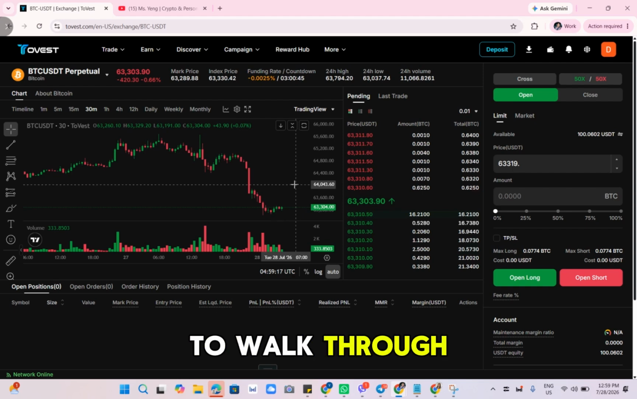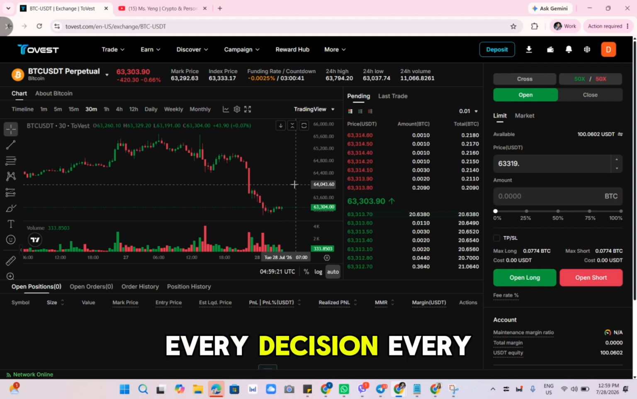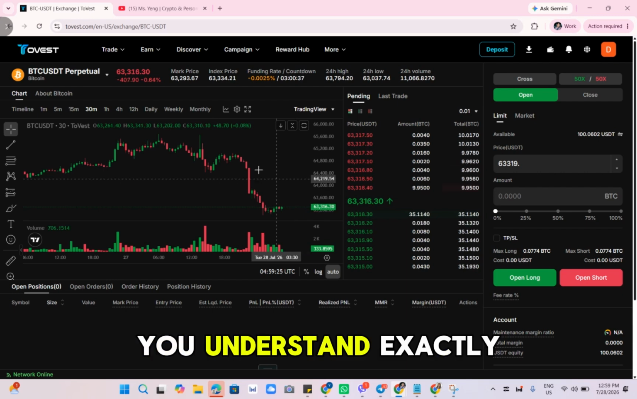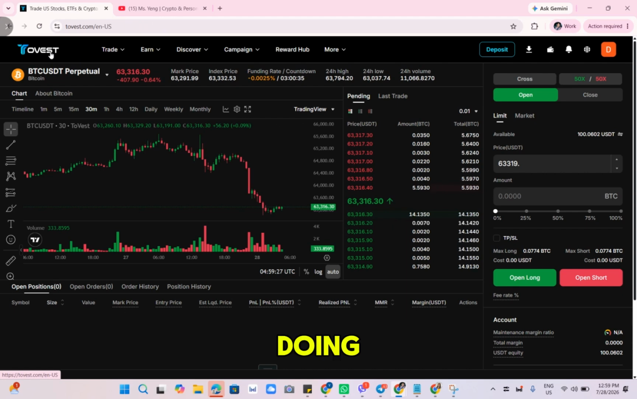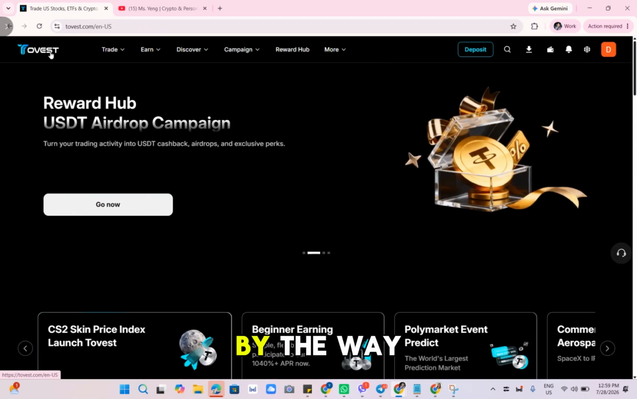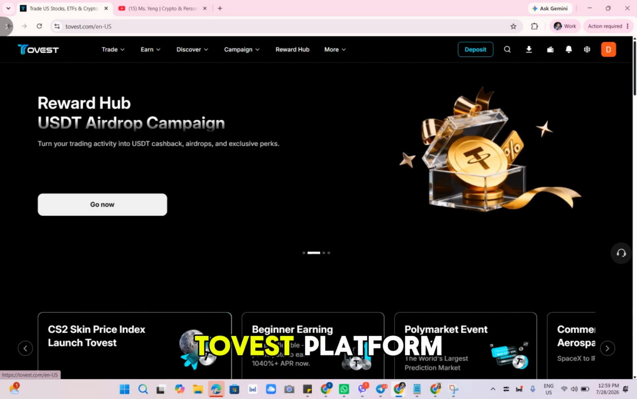Okay, I'm going to walk through a complete futures trade from start to finish, every click, every decision, every consideration, so that by the end of this section, you understand exactly what you'd be doing if you opened a position on this platform yourself. By the way, I will trade futures on the Tovest platform.